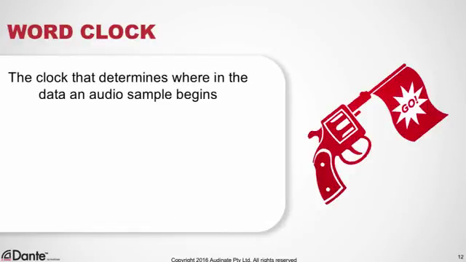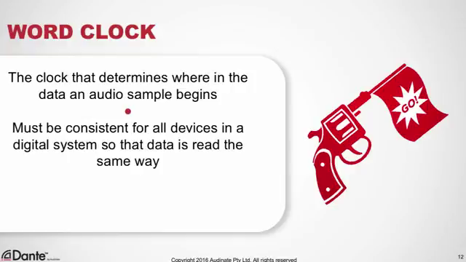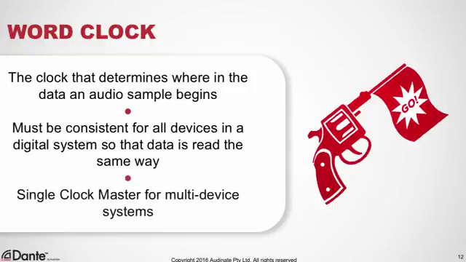The word clock is the clock that determines how data is interpreted in a digital system. Once audio has been sampled and is represented as a series of digital values in time, we need to make sure that all the devices in our system agree about how to read those values in time. They need to agree about when each sample begins in that stream of ones and zeros so that the values can be faithfully converted back into analog signals. For this reason, digital systems always rely upon a single clock master as a point of reference.